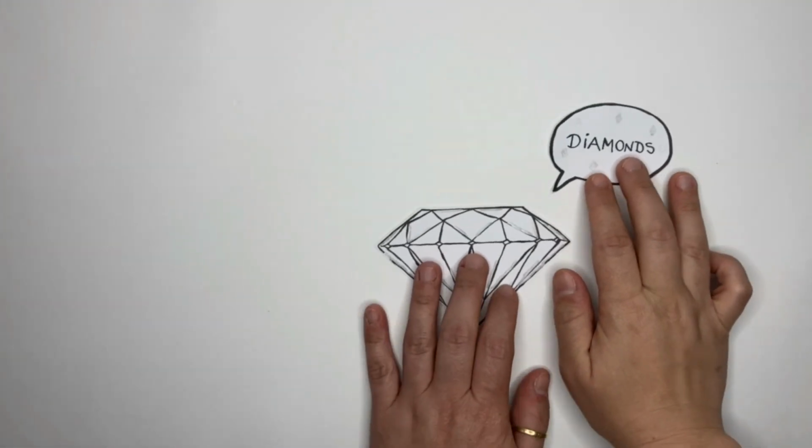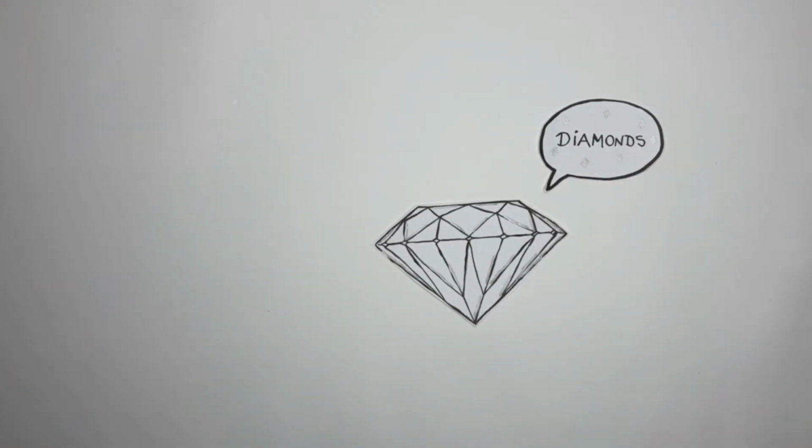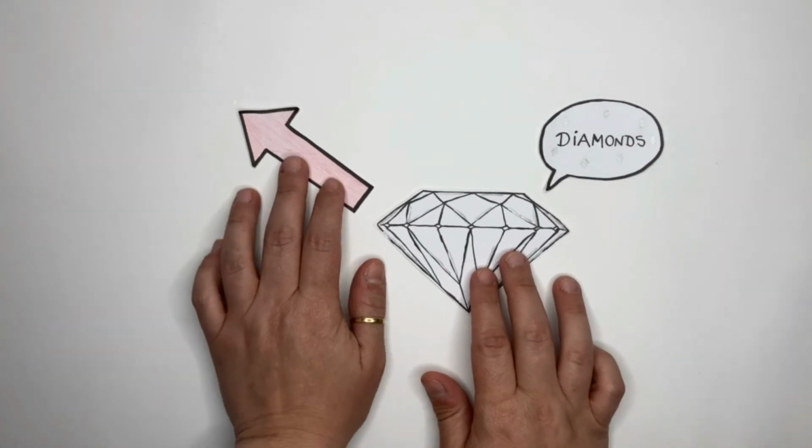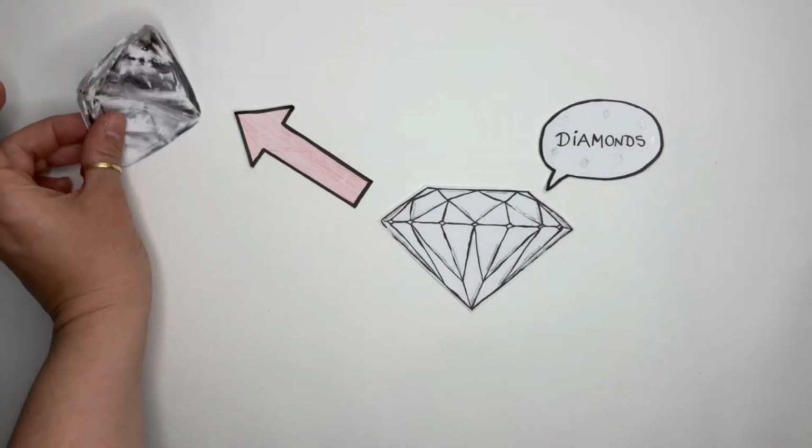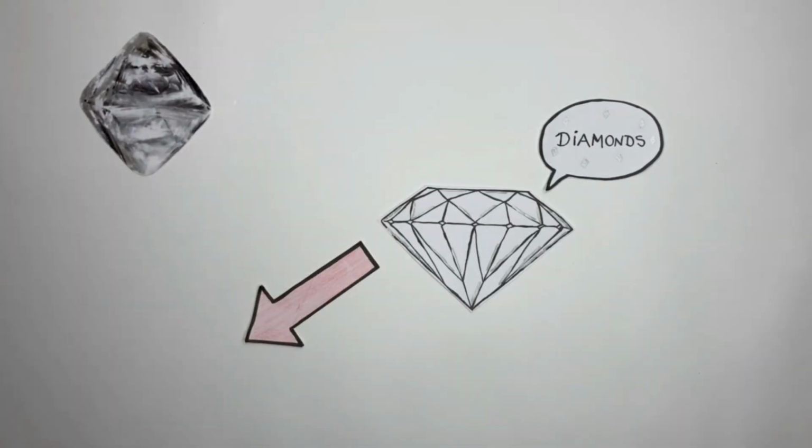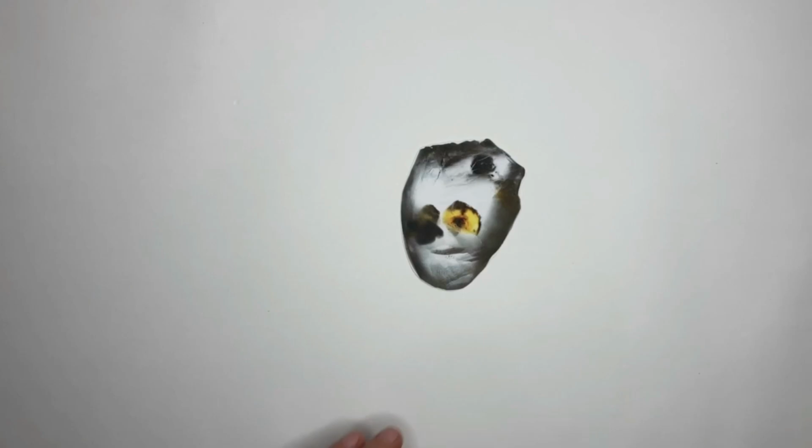When we think of diamonds, we often picture shiny and perfectly cut gemstones, right? However, rough diamonds are quite different. They can look like this, or like that, and these are the most fascinating ones for geoscientists.